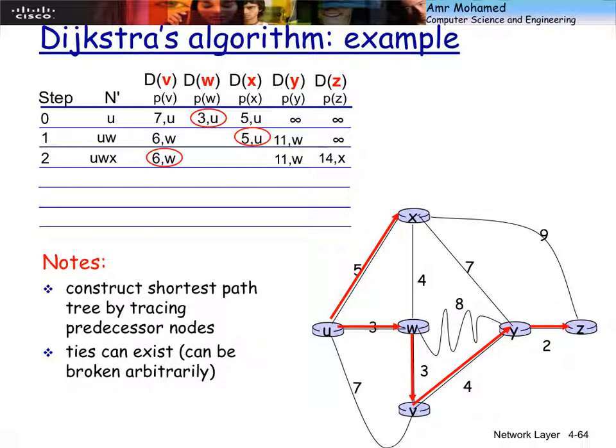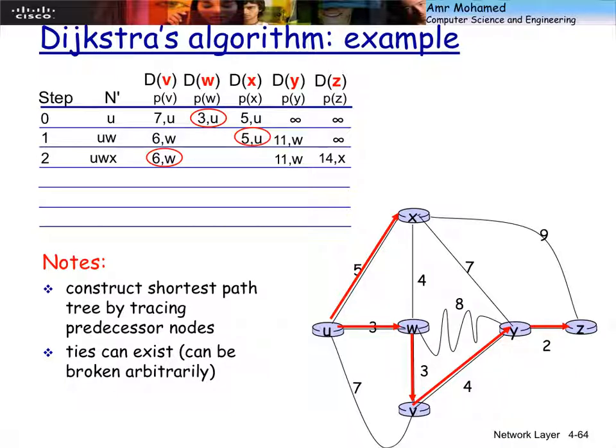Y here is not part of N dash. So Y can be reachable from W, and it can be reachable from X, because X now is part of N dash. So we'll see the cost of Y, whether we can enhance it using the nodes in N dash or not. The answer is no. It's still reachable from W with the minimum cost, so that's why the predecessor stays the same. And now the new thing is that Z is reachable from X, and the predecessor is X with cost 14. And we keep doing that.